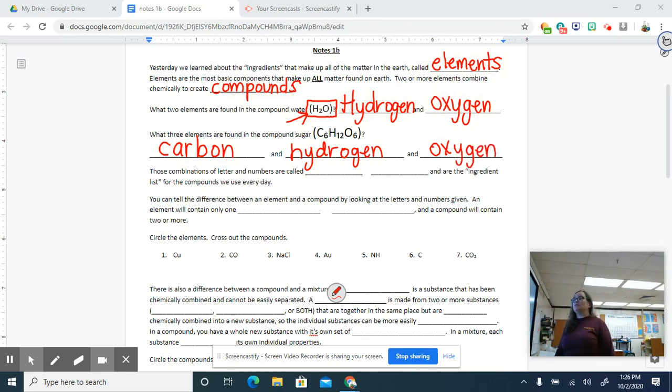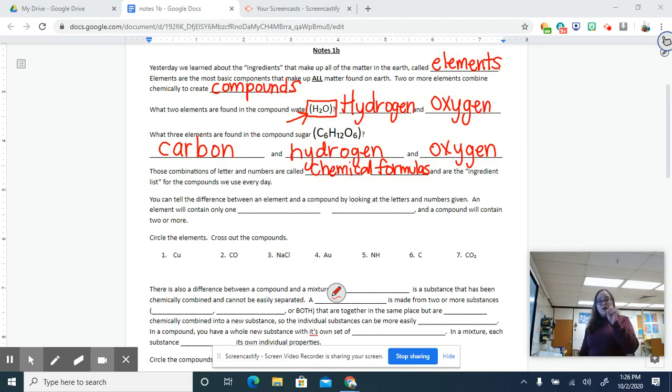Those combinations of letters and numbers are called chemical formulas. The chemical formula is like the ingredient list for the compound. So no, you can't just go to the store and buy a couple atoms of hydrogen and an atom of oxygen and make water. But basically that's what it is. It's an ingredient list. You can tell whether something is an element or a compound by looking at the letters and numbers that you're given.